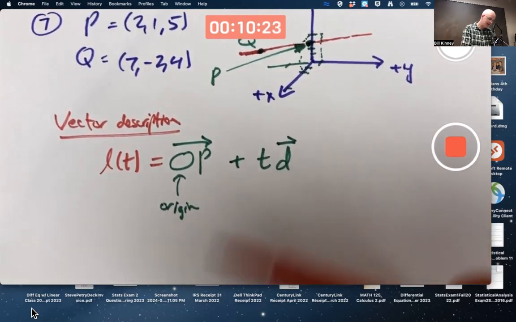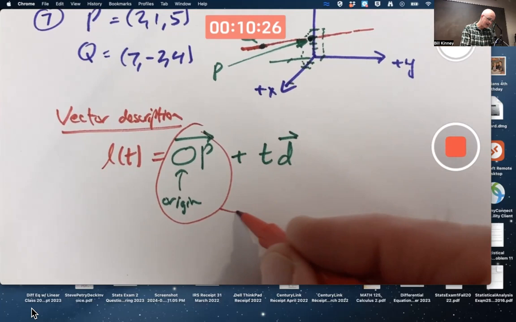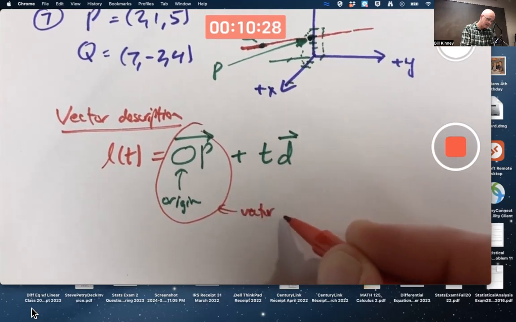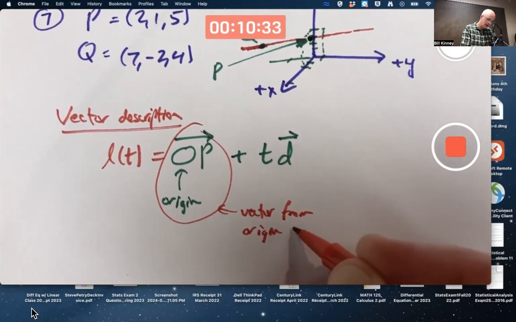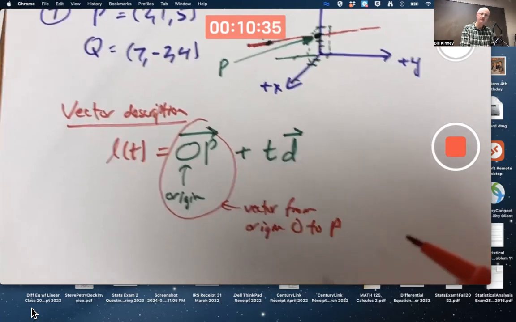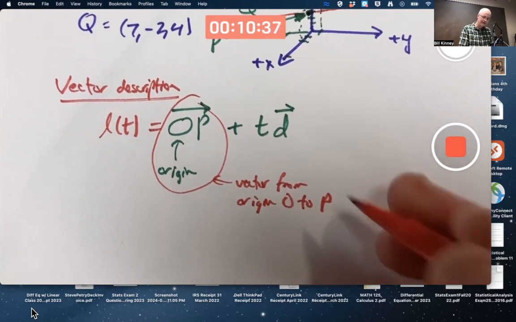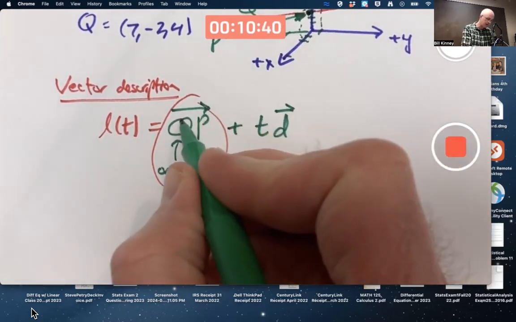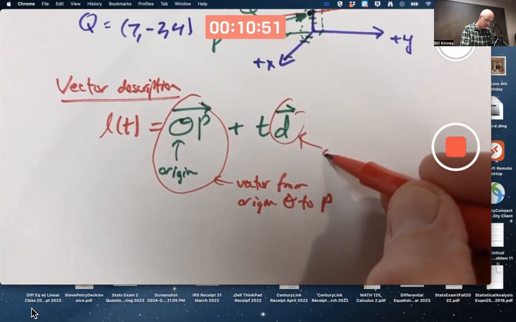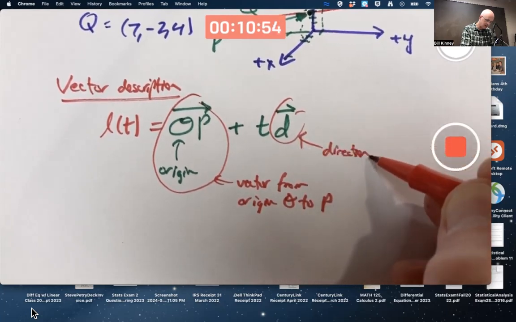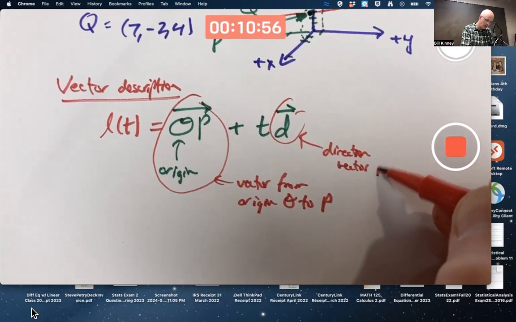So this thing is a vector from the origin O to P. Maybe to emphasize it's an O instead of a 0, I might make a little curly Q in here. And D is called a direction vector for the line.